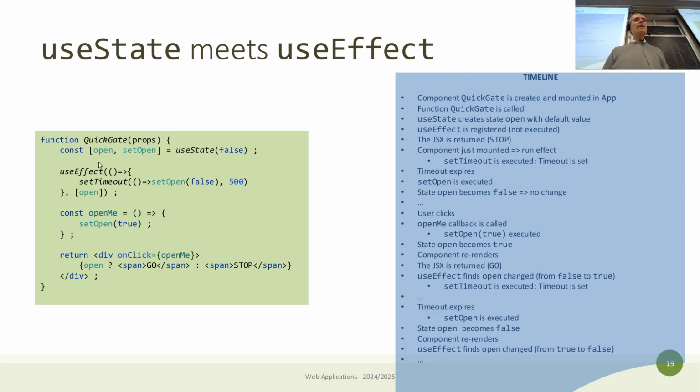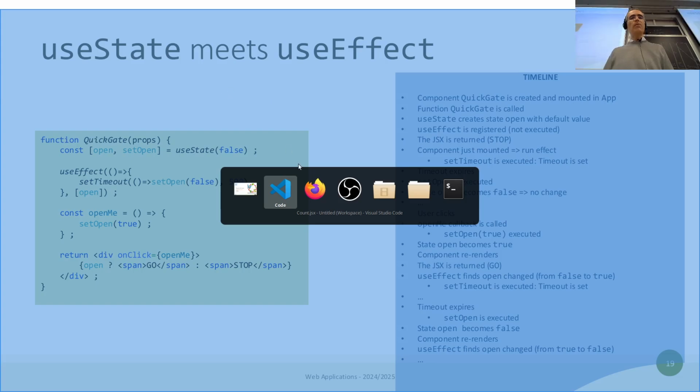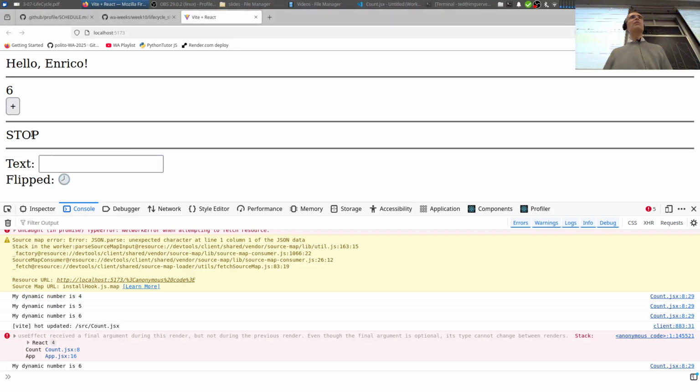And there is a state: const open, setOpen, useState false. So it's a Boolean state, a variable that says if the gate is open or not. There is a return value here, the JSX, that just says if it's open, you write go. Otherwise, you write stop. Nothing really special. You see here stop, it's closed. In case it's open, it's go. We didn't have a nice animation, so just a text.